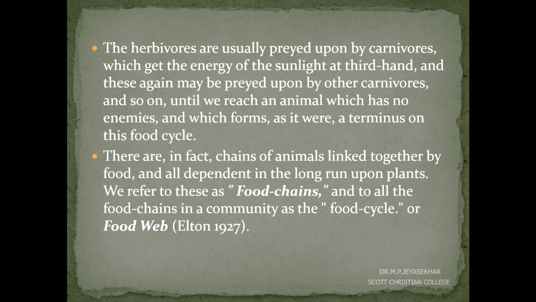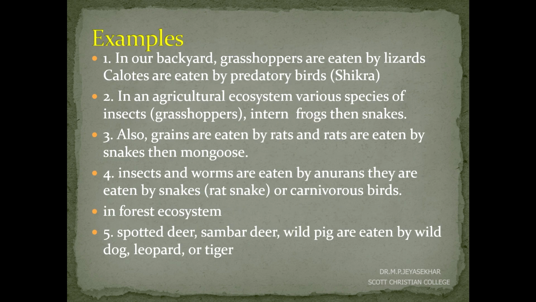All these herbivores get their energy from sunlight. So sunlight, herbivores, then carnivores. So it's a chain. A chain of animals linked together by food is dependent in the long run upon plants. We refer to these as food chains. All the food chains in the community together are called the food cycle or food web. A food web is the interlocking of food chains.